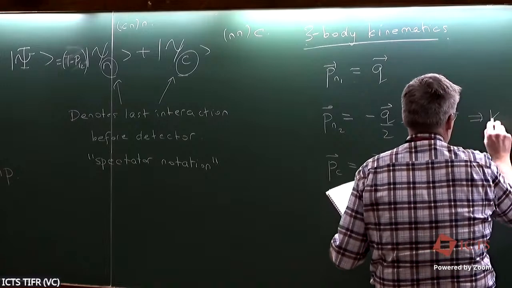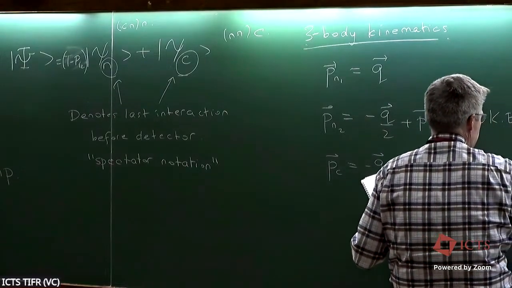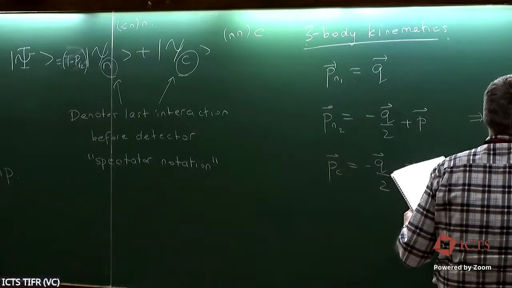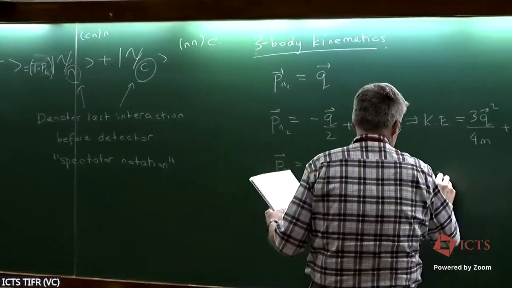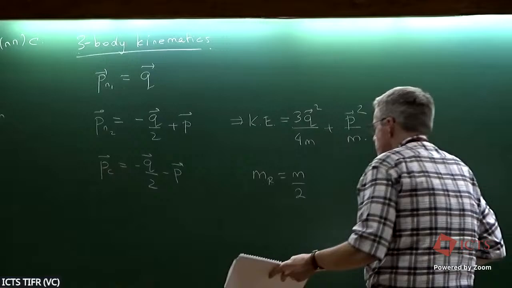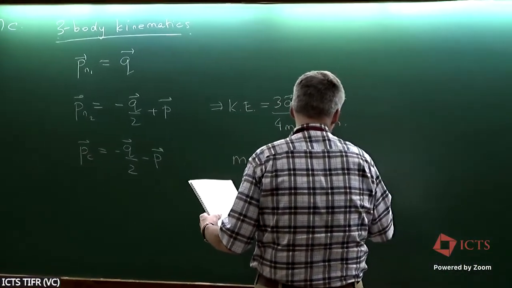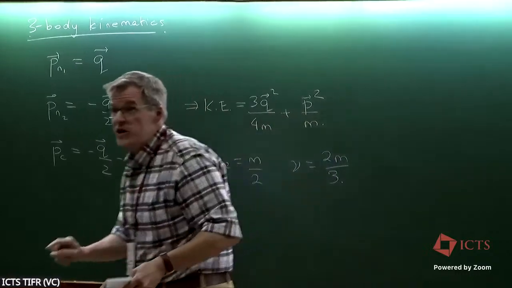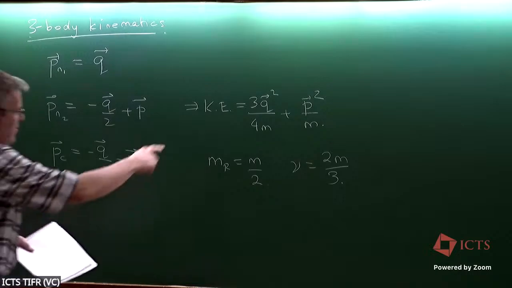So in terms of these momenta, the overall kinetic energy of the three-body system is 3q squared over 4m plus p squared over m, for equal masses. And sometimes you'll see the notation that the usual reduced mass is m over 2, and then the reduced mass of the spectator relative to the pair is 2m over 3, which is why you get this funny 3/4 here.